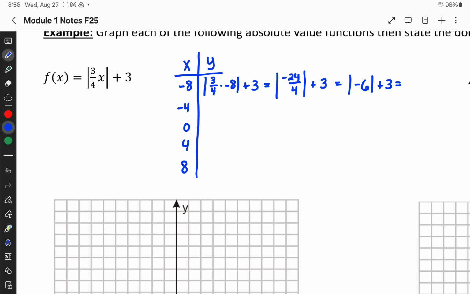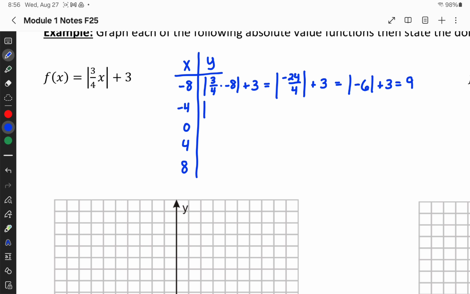The absolute value of -6 is just +6. So remember, absolute value is just the distance from 0. It will always come out a positive number, whether it starts positive or starts negative. So the absolute value of -6 is just +6. And then 6 plus 3 is going to equal 9.